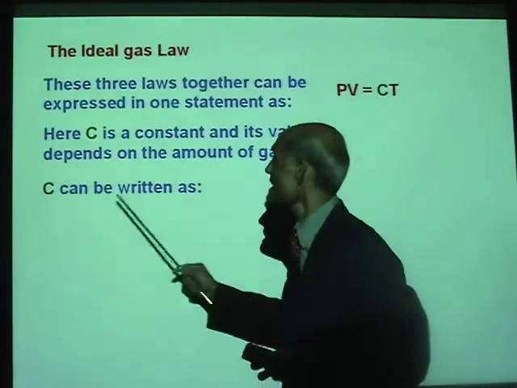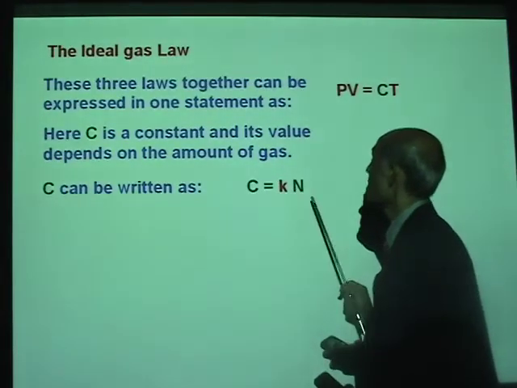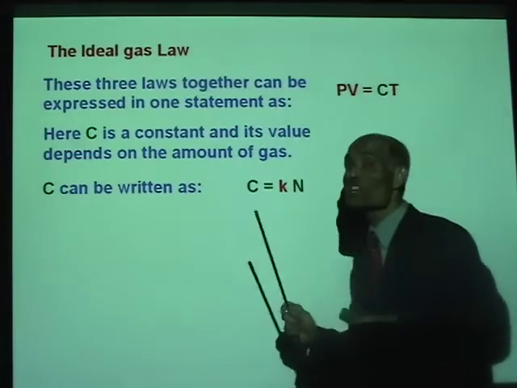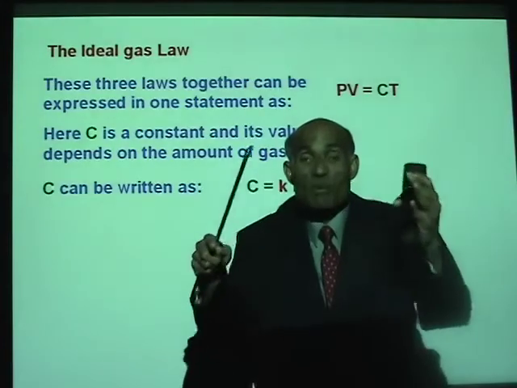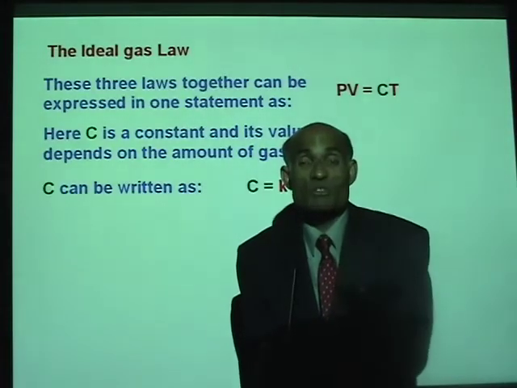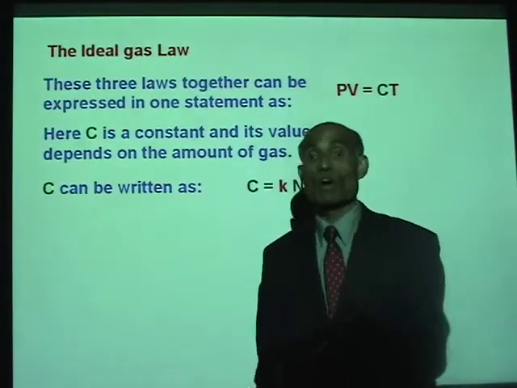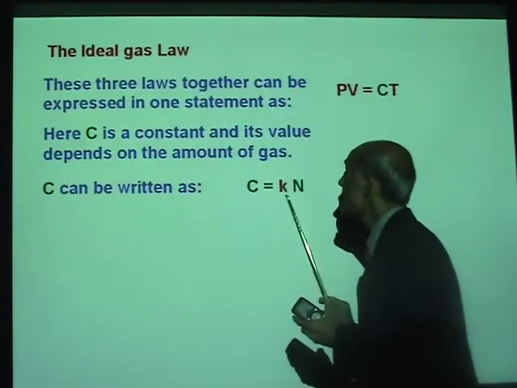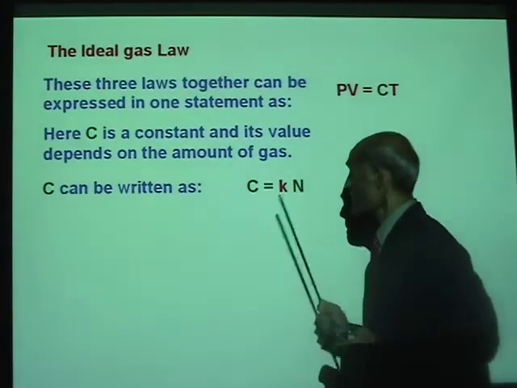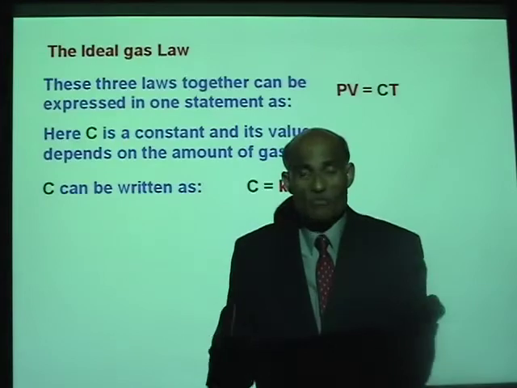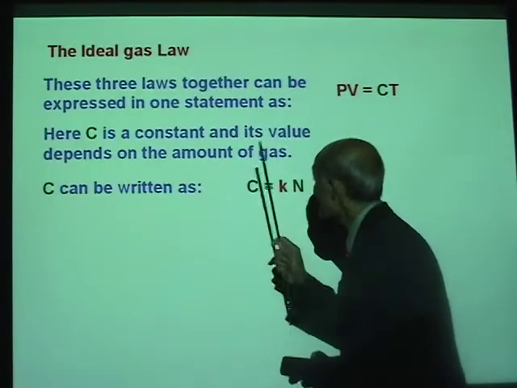Okay, now C can be written as C equal to K times N, where N is the number of molecules in our gas. We have a sample of gas, a fixed quantity of gas, and N here is the number of molecules of that gas. And K is another constant. You see, the number of molecules in a fixed amount of gas is a constant. So N is a constant and K is another constant.